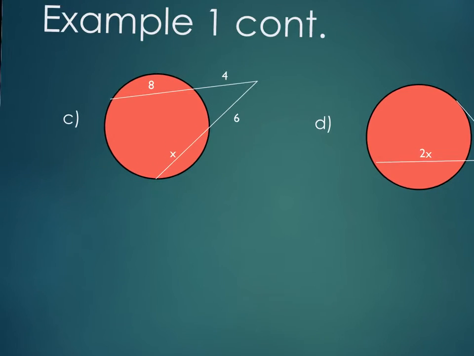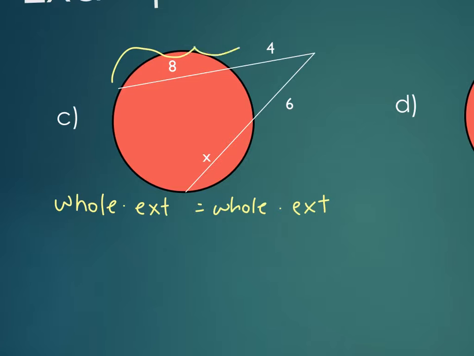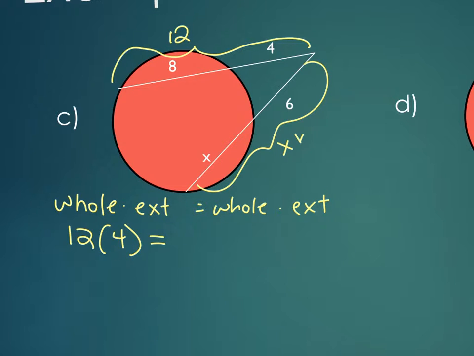Okay, now look at C. What kind of segments are these? Secant segments, so it's whole times external equals whole times external. What's the whole top? 12. What's the external part? What's the whole bottom? X plus 6. What's the external part? 6.